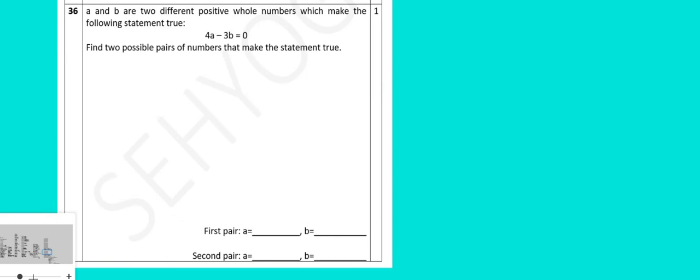Next sum that we will be solving is sum number 36. A and B are two different positive whole numbers which make the following statement true. Find the two possible pairs of numbers that make the statement true. 4a minus 3b is equal to 0. Now if a is equal to 3, then instead of a we write 3, 4 times 3 minus 3b is equal to 0.